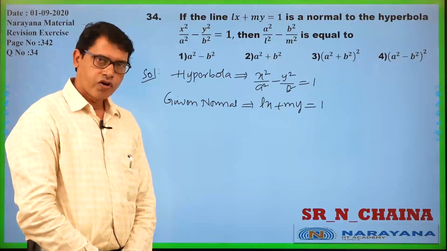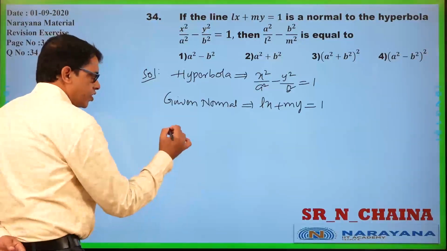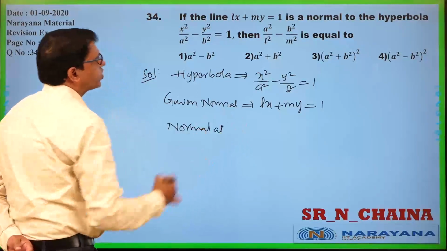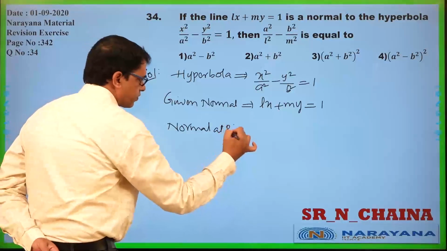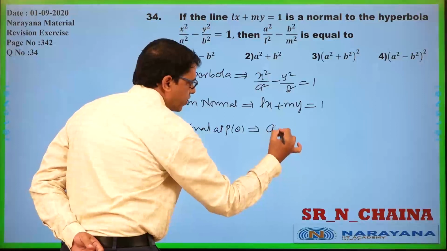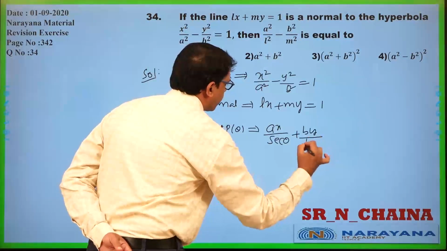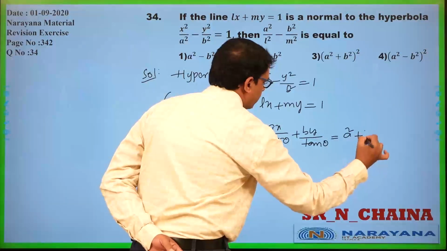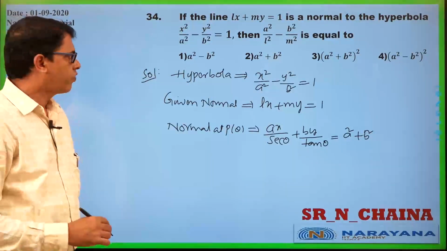But we have the normal at P of theta. So, equation of normal at any point, at P of theta, implies Ax by secant theta plus By by tan theta equals a square plus b square. That is the equation of normal.